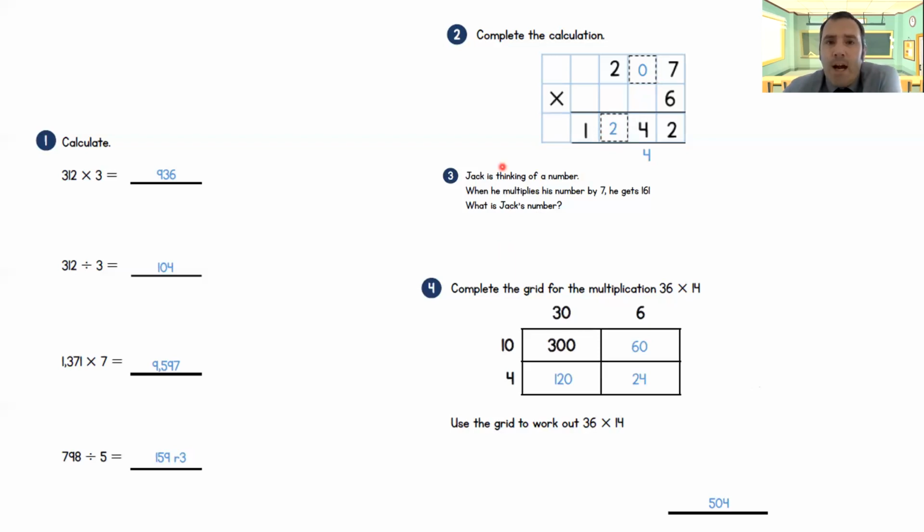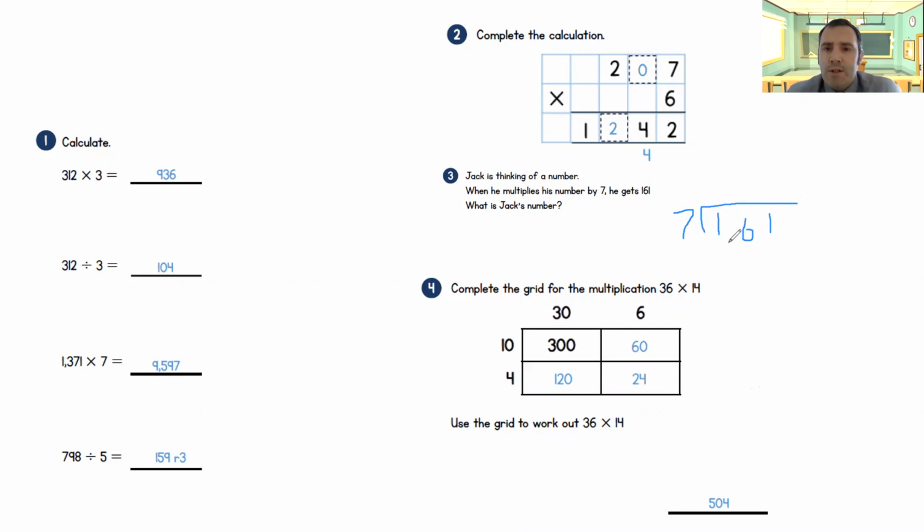Question 3. Jack is thinking of a number. When he multiplies his number by 7, he gets 161. What is Jack's number? So let's work this through together. I'll talk you through how I'm going to work it out. So I've multiplied something, so I need to do the inverse. So I'm going to set up my bus stop. My 7 goes on the outside and my 161 goes on the inside.